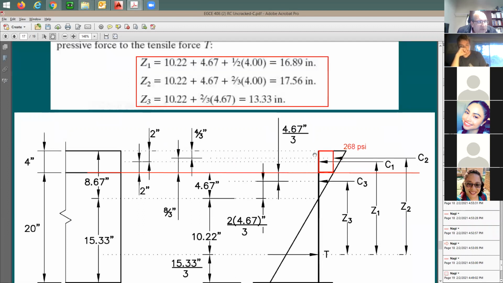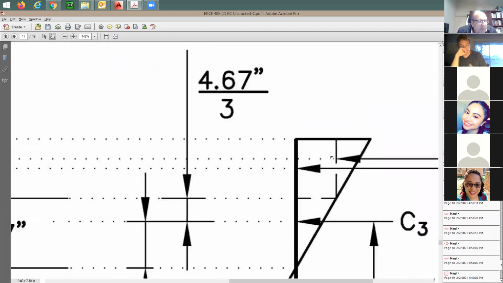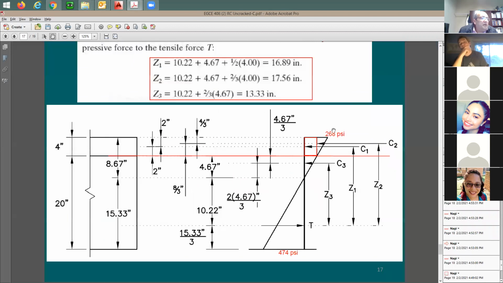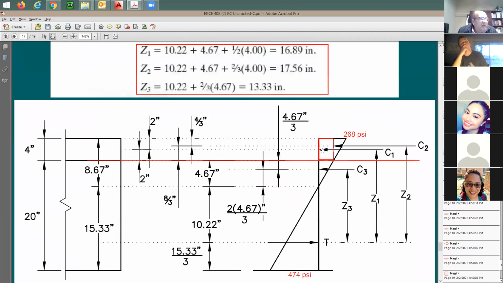How about for C1, this red box? How much is the stress? I say the stress is going to be the stress right here. How much is that? Well, if you have 268 at a distance of 8.67, because look at this, the depth from here to there is going to be 8.67, correct? So the slope of this line is going to be equal to 268 divided by 8.67. So let me write this down. The slope is going to be 268 divided by 8.67.